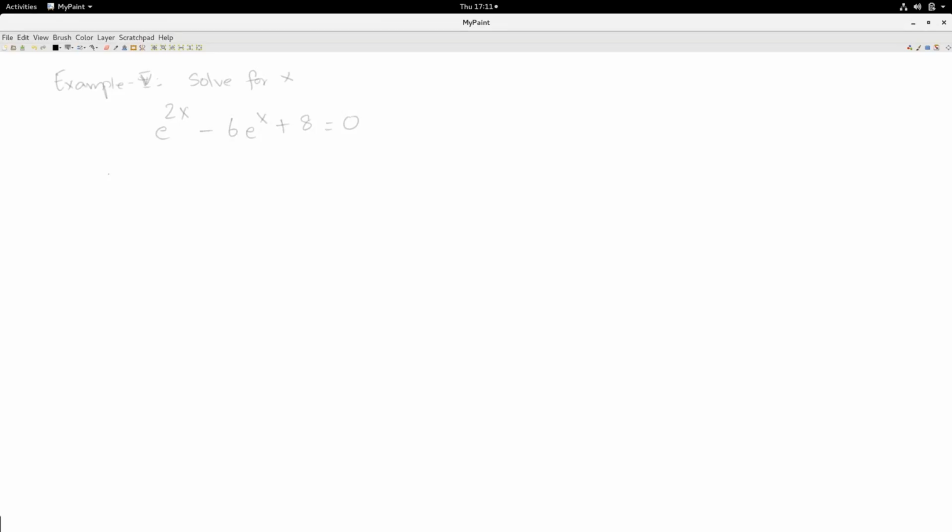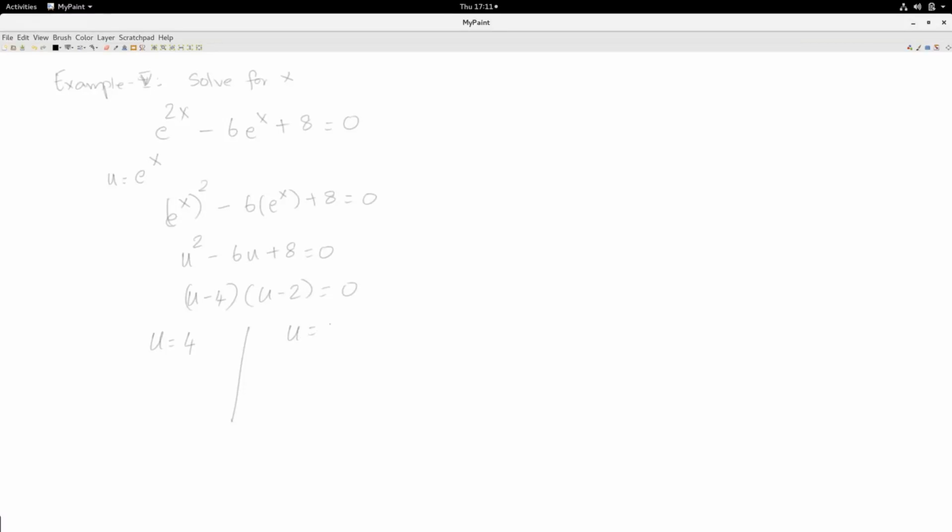We could just say that u is e raised to x, and we could rewrite the original equation as e raised to 2x, or e raised to x squared, minus 6 e raised to x plus 8 equals 0. Now replace e raised to x by u: u squared minus 6u plus 8 equals 0. And that is a quadratic equation. You may either use the quadratic formula or factor. This is factorable, so let's go ahead and factor it. u minus 4 times u minus 2 equals 0. So the solutions for u are u equals 4 and u equals 2.